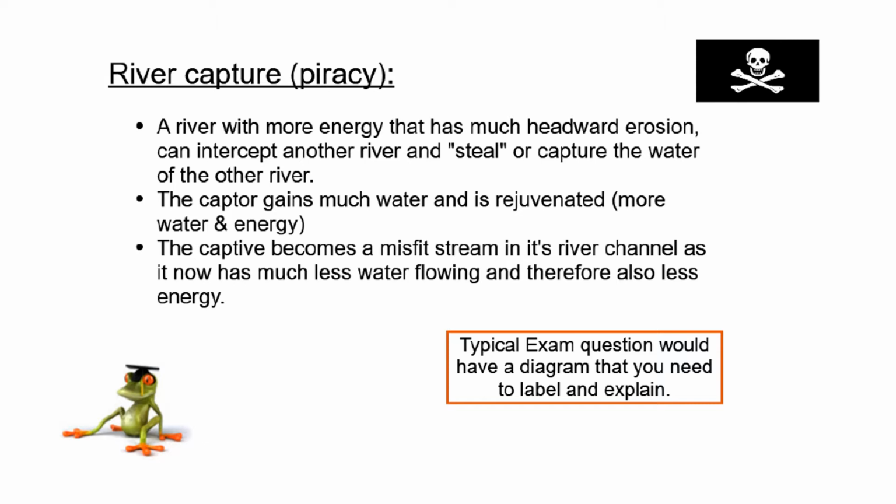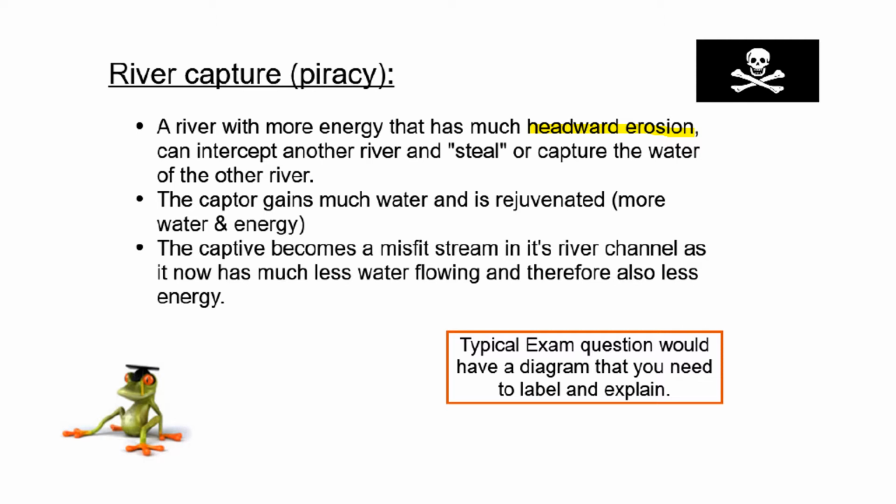A river, an energetic river, has what we call headward erosion. This means right at the source of the river, it erodes backwards. And this backward erosion actually means that it can intercept another river and steal the headwaters. Then the same river, we call it the captor river, gets all of that additional water and is rejuvenated.